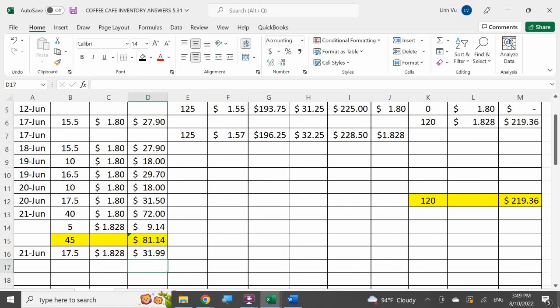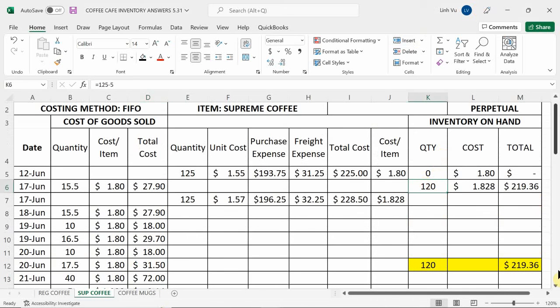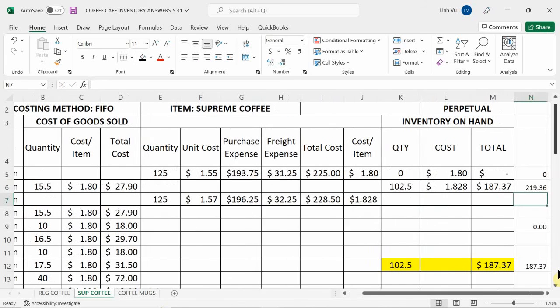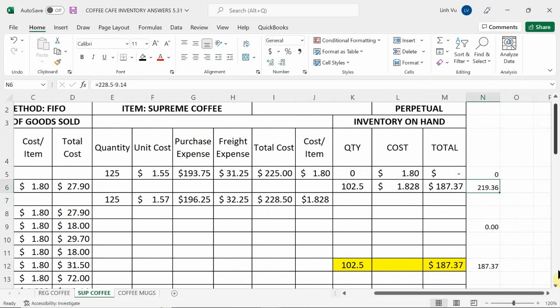Okay. $31.99. So let's go ahead and update my inventory. So I started with 120. So now we have 102.5 pounds. 102.5 pounds. Let's go ahead. For a balance of 187.37. Okay, so let's verify that.